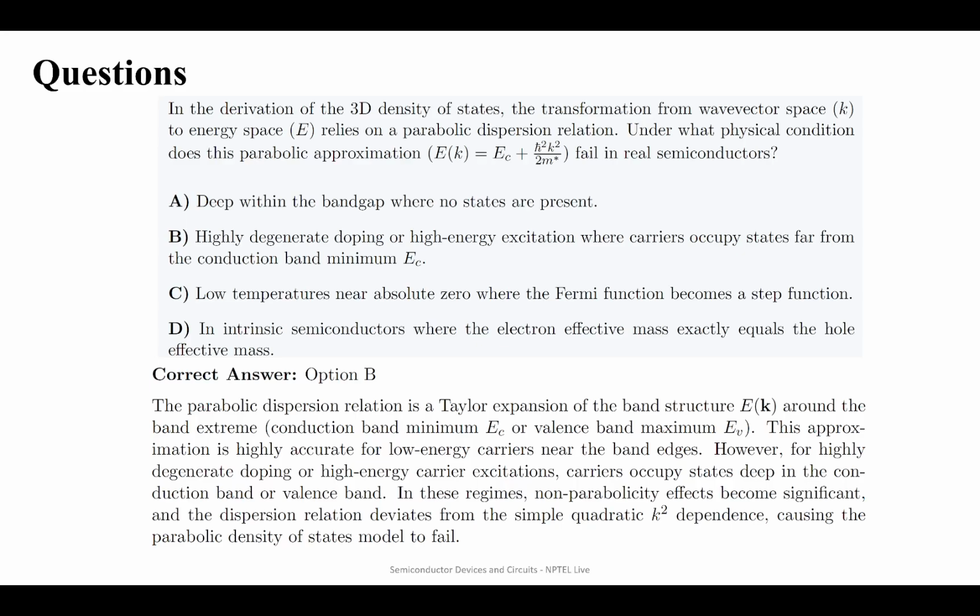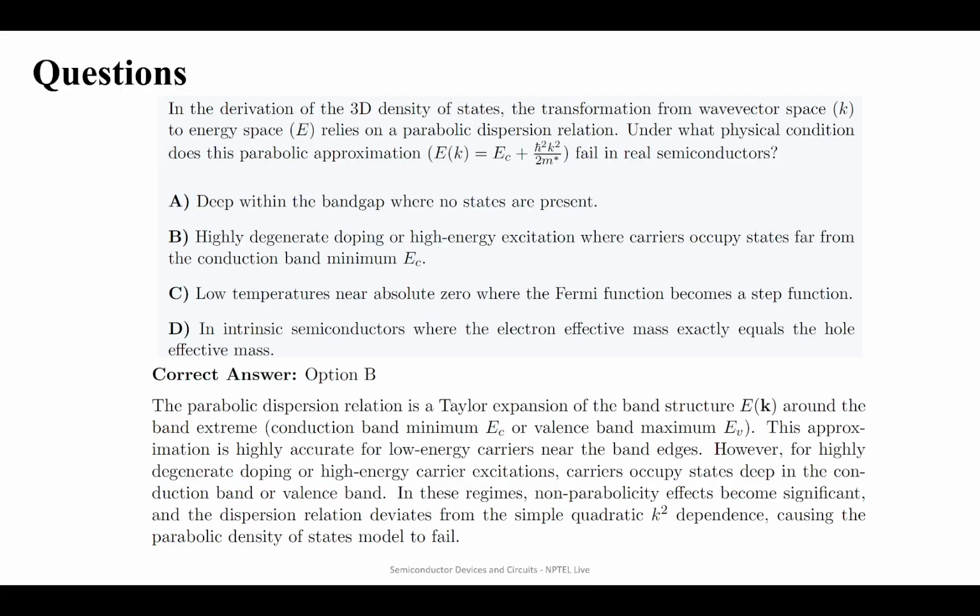So the answer to this will be: the parabolic dispersion relation is a Taylor expansion of the band structure E(k) around the band extremum, that is, the conduction band minimum or valence band maximum. This approximation is highly accurate for low energy carriers near the band edges.